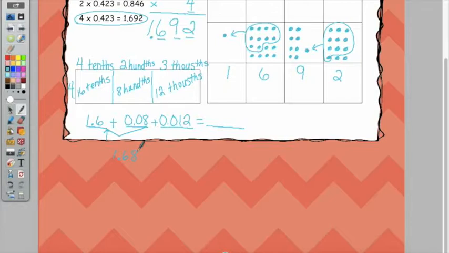Okay, now that I have that much done, what place value am I changing when I add the next one? The hundredths and the thousandths. Good. Okay, so take a look at this. The 8 plus 1 would be what? 9. Okay, so 1.69. And what about the nothing plus the 2? 2. Is that what we got when we did it the other way? Yeah. Okay, so that's the area model.